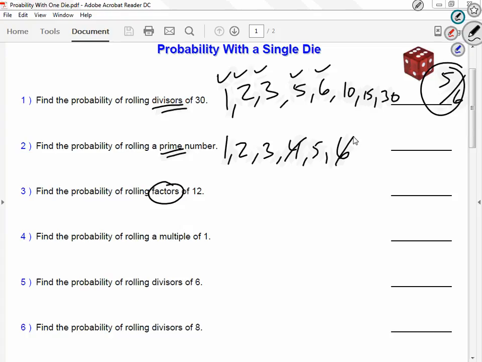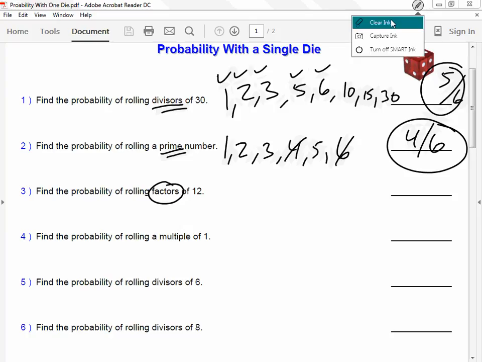Alright, so I have my prime numbers there. How many numbers do I have on my list? 4. How many are there total on the die? 6. And I know before you guys were told to simplify your fractions, but leave it as 4 over 6. It's fine, 4 over 6. Don't simplify fractions in probability.